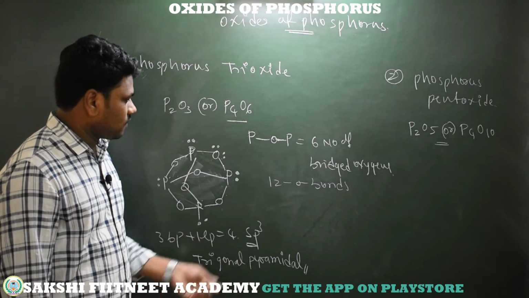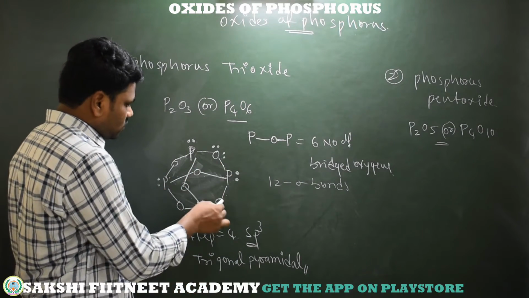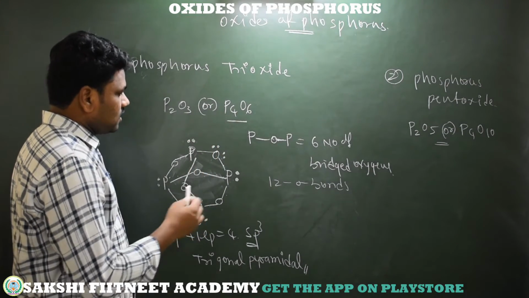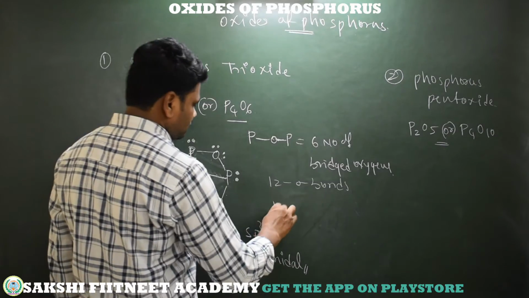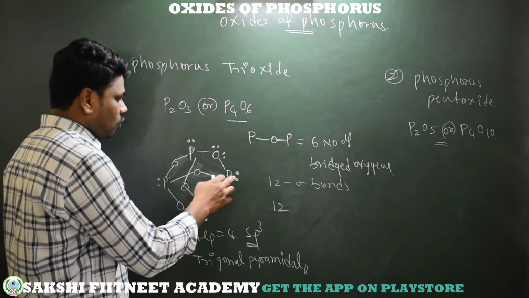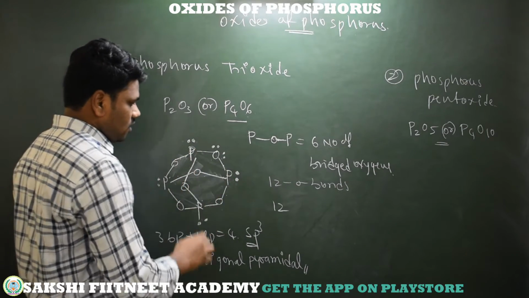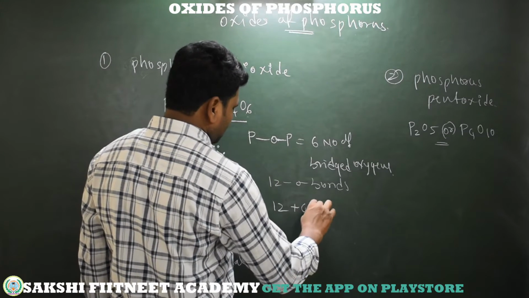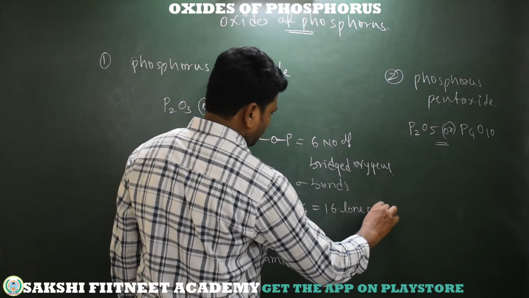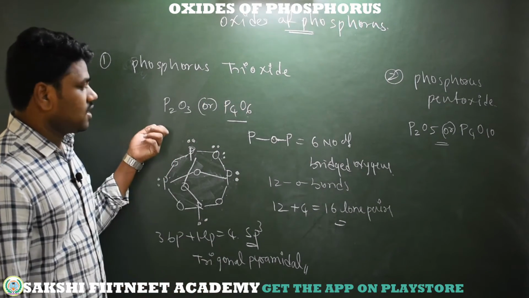So, the total number of lone pairs in this phosphorus trioxide. Each oxygen shows 2 lone pairs, and here we have 6 oxygens. 6 into 2 is 12 lone pairs from 6 oxygens, and 1 2 3 4, 4 lone pairs from 4 phosphorus atoms, which is equal to 16 lone pairs. Here we have a total of 16 lone pairs. This is the structure of phosphorus trioxide.